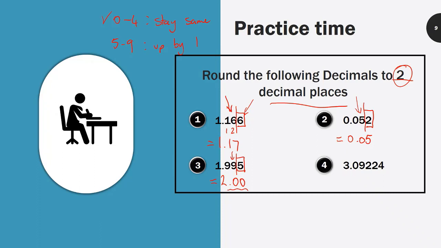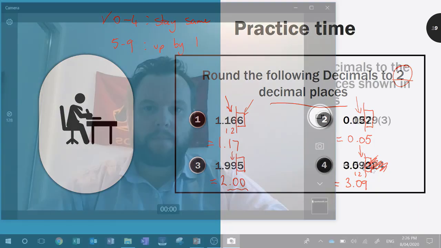Next one here, I count 1, 2 decimal places, draw my line. My critical digit is a 2, meaning that my number on the left is going to stay the same. So my answer there is 3.09, okay? Now remember, our goal here when we round our decimal numbers is to get rid of these unwanted decimals, okay? These unwanted decimal places. All right, hopefully you did okay with those. We're going to have another practice of some more questions next.